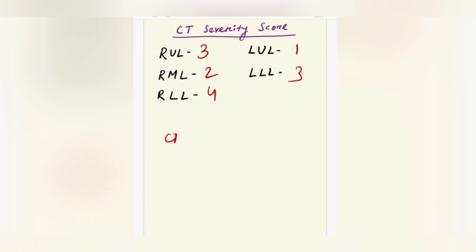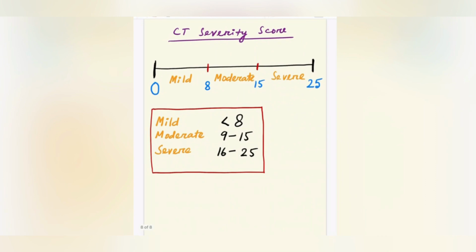So CT severity score equals 3 plus 2 plus 4 plus 1 plus 3, equals 13, and this is the CT severity score. So the minimum point is 0, the maximum point is 25. If the summation point is between 0 to 8, then the disease is mild. If it is 9 to 15, then it is moderate disease, and if it is more than 15, then it is severe disease. So this is all about the CT severity score.